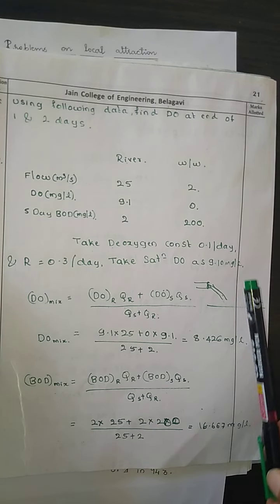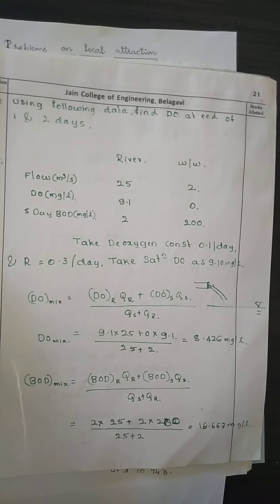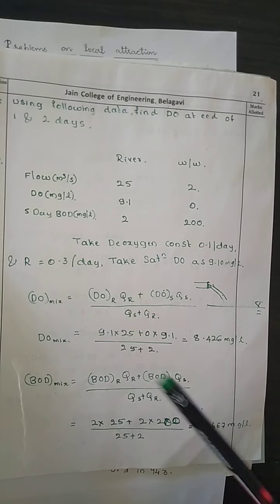Now, what all the given things are there, then we are going to find out. The first thing that you need to do when the problem is given to you is to find out the DO of the mix and the BOD of the mix.